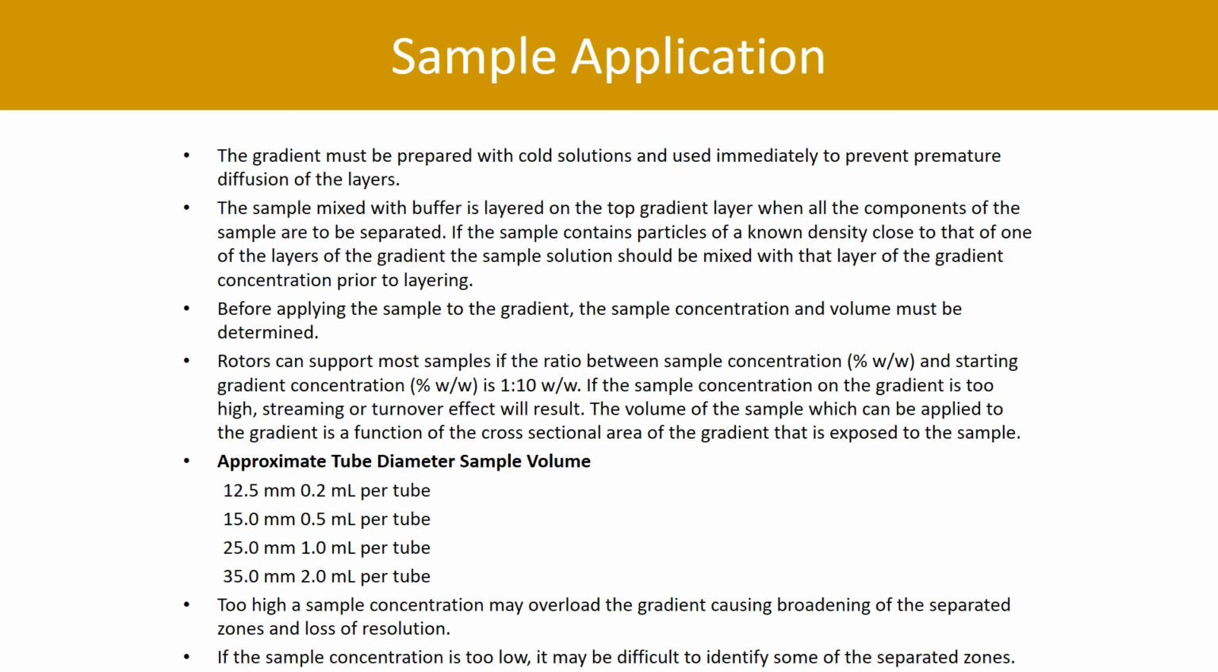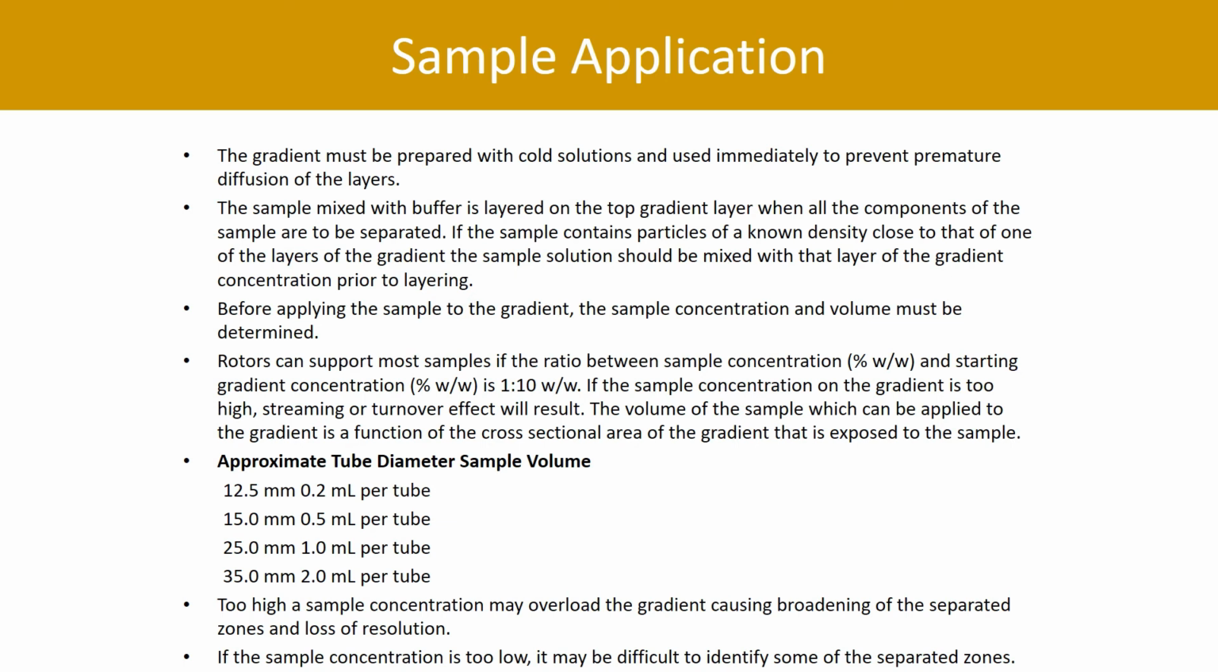If the sample concentration is very high, it will merge and get diffuse, so we will not get an accurate separation. The volume of the sample applied is also related to the cross sectional area of the gradient that is exposed to the sample. So it depends on the diameter of the centrifuge tube.